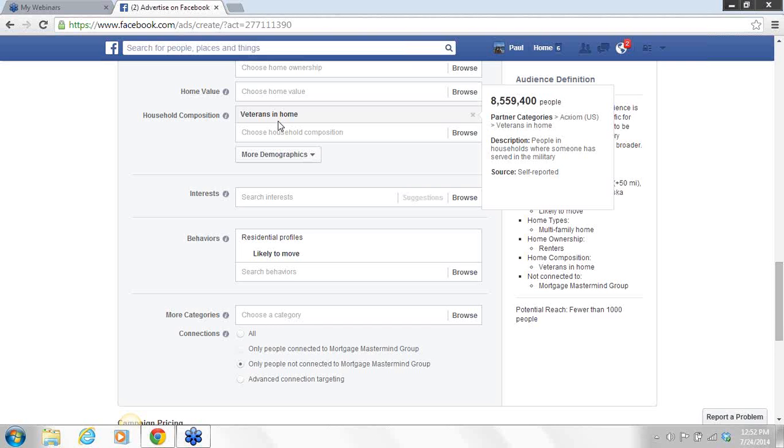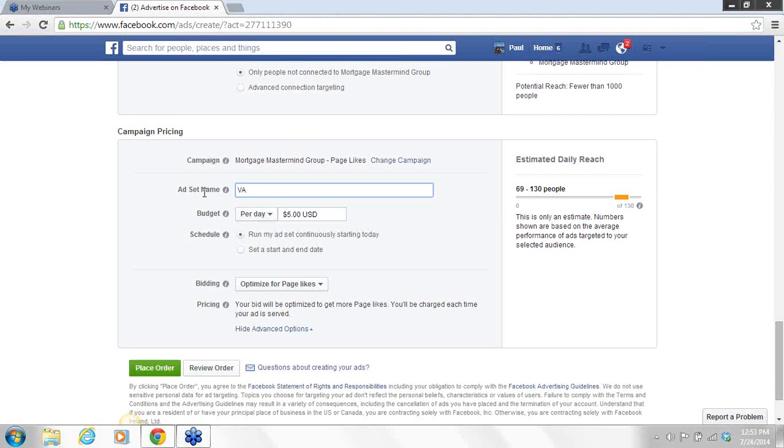I would call this VA to renters. So I'm doing a VA loan advertisement to renters. You can pay per day, or you can pay lifetime budget. I typically set this up on a per day budget in the beginning, just till I see how it works. I will typically set it up for $10 a day. Run my ad set continuously starting today.